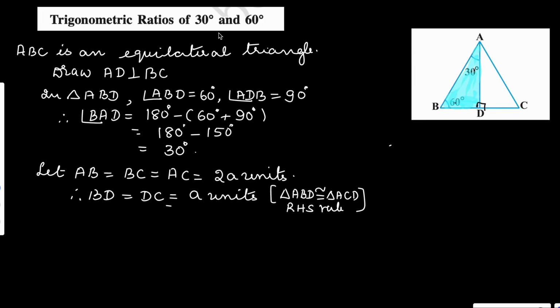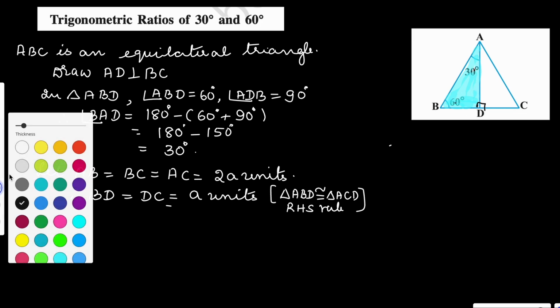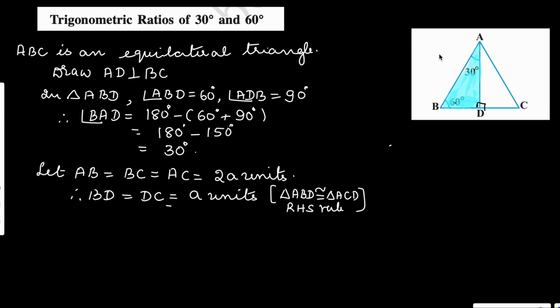Now we are going to the trigonometric ratios of 30 degrees and 60 degrees. We know that a 60 degree angle is there in an equilateral triangle. So here triangle ABC is an equilateral triangle. In that, angle B is equal to 60 degrees. Here we'll draw AD perpendicular to BC. Now consider the shaded triangle. Here this is 60 degrees and this is 90. So angle BAD is equal to 180 degrees minus (60 plus 90). We will get 30 degrees.